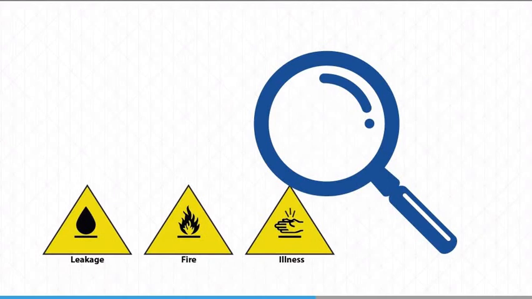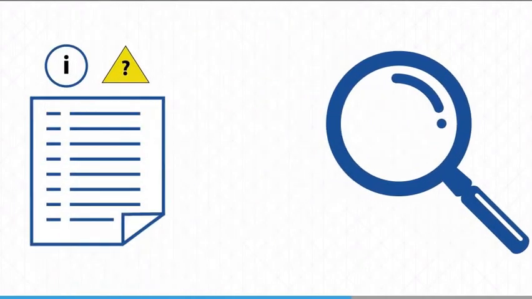They must be labeled so that the hazards are understood and the actions to take in the event of leakage, fire or personal illness can be identified. Lastly, their carriage must be documented in a way that the hazards of the dangerous goods are clearly understood.